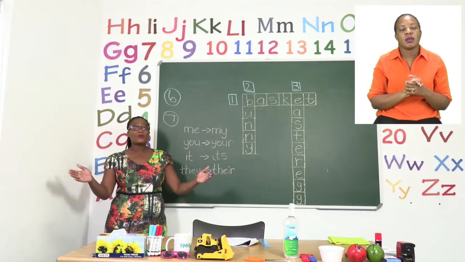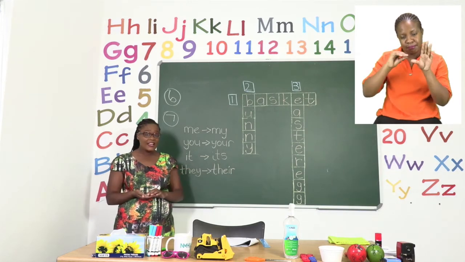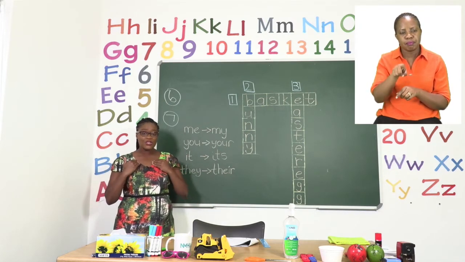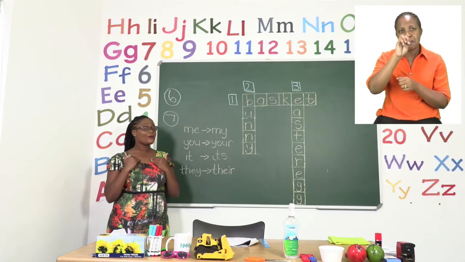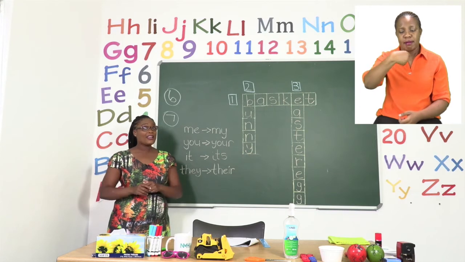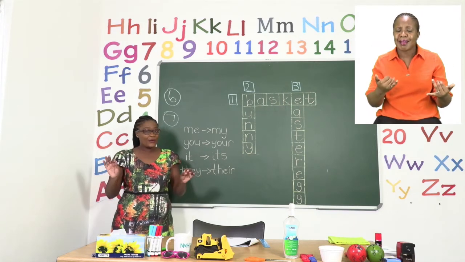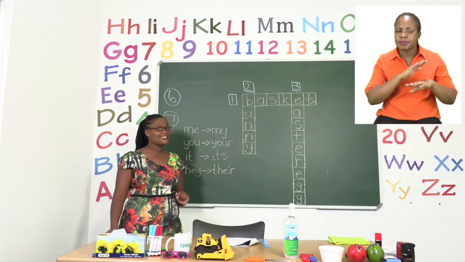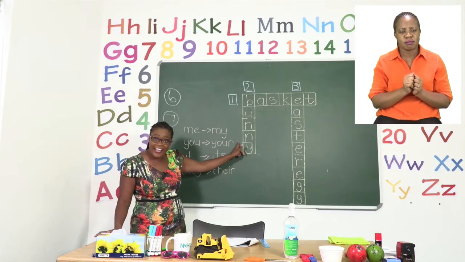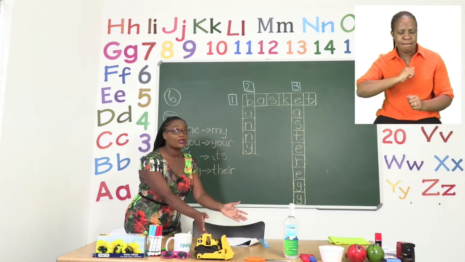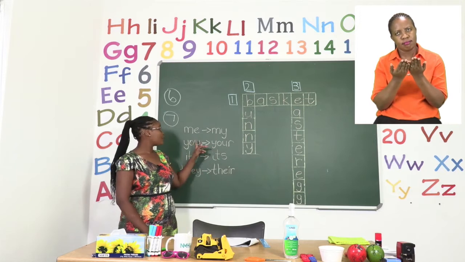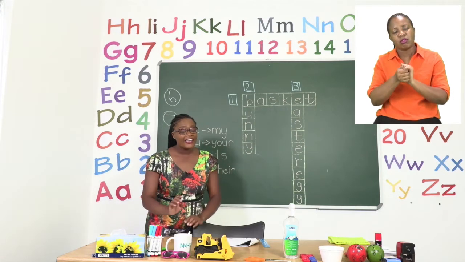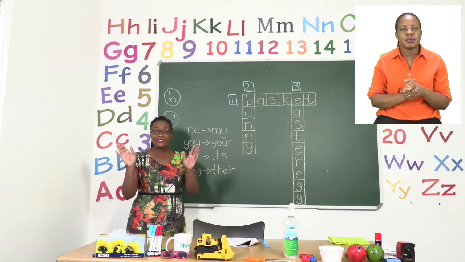Now, remember when we were doing pronouns, we would point to the thing or the person that we were referring to. So the first one that we already did was pointing to yourself. So we would say I or me. Now we are talking about owning something. So if we are talking about owning something, for example, the book I have here, I can say, this is my book, to show that the book belongs to me. So the word me will change to my book, my truck.